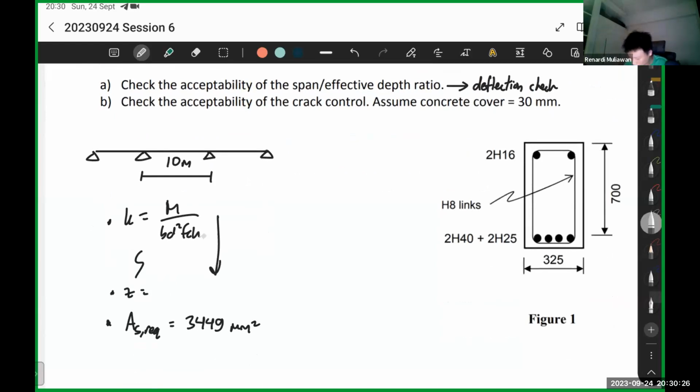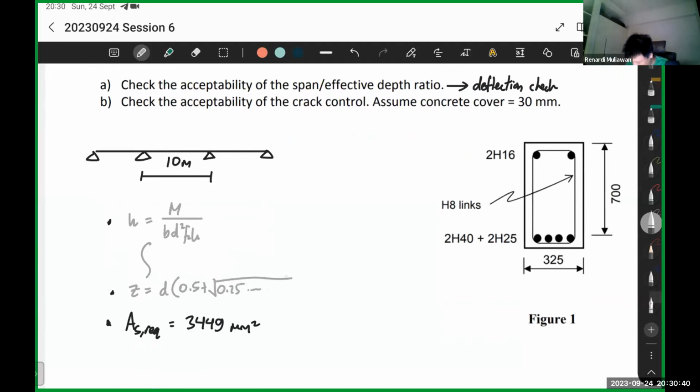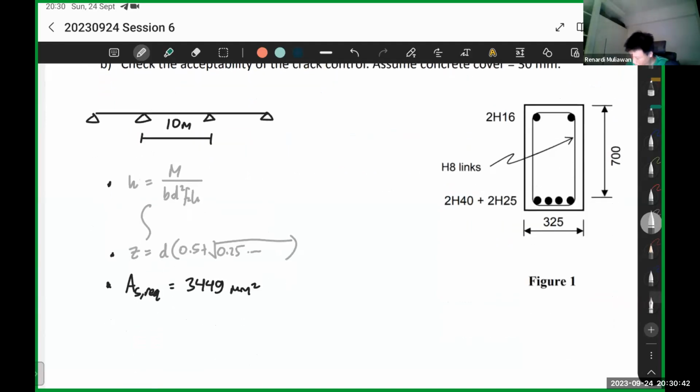Again, this is just to put some context. You actually don't need to write this down in the exam. I'm just putting it here. So that's your As required.